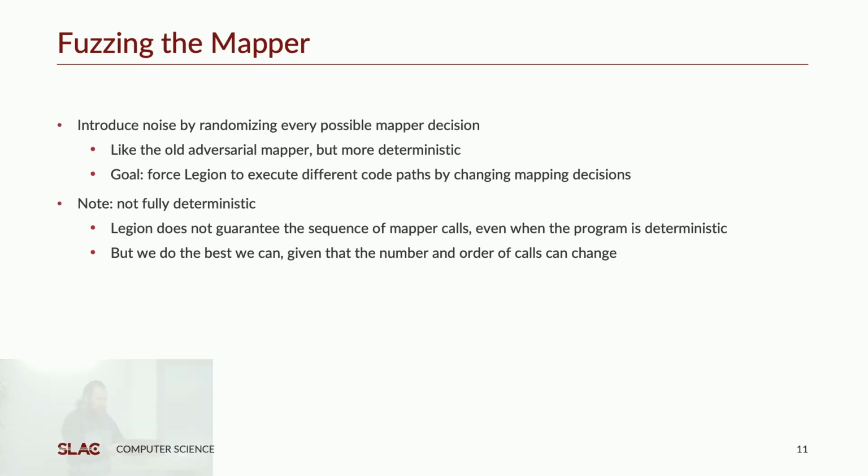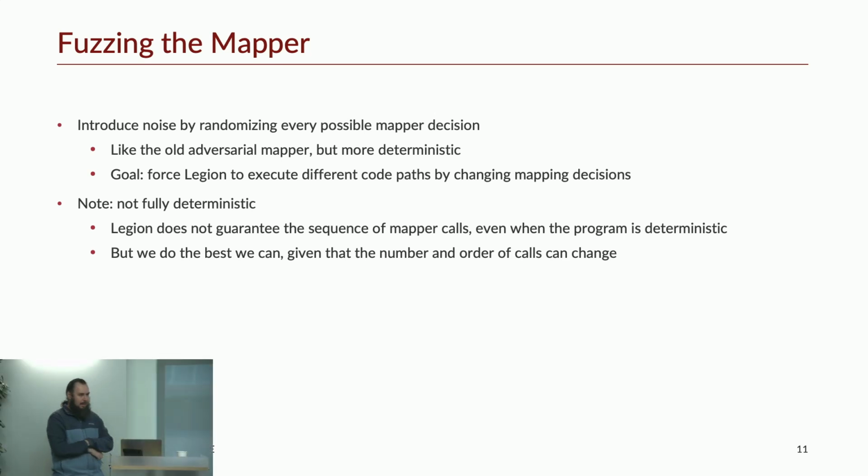One of the other major goals for this was to also fuzz the mapper. Part of what that does is it just introduces noise, right? The default mapper has certain heuristics. It tends to do things in a certain way. It doesn't try to introduce copies more than it absolutely needs to, which is great when you're actually running, but our goal is to mess with things as much as we can. So we're picking instances at random, trying to generate copies or not generate copies in the weirdest possible ways, and in general, trying to force Legion to go down different code paths.